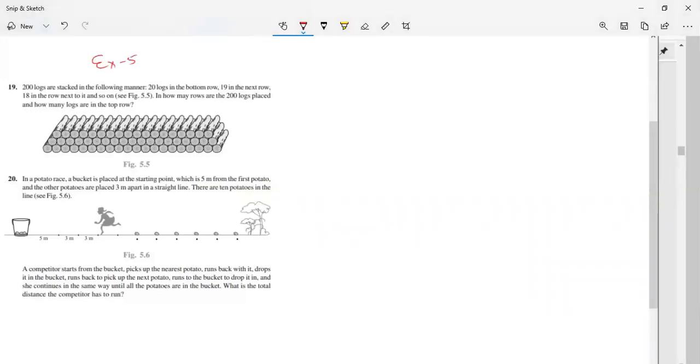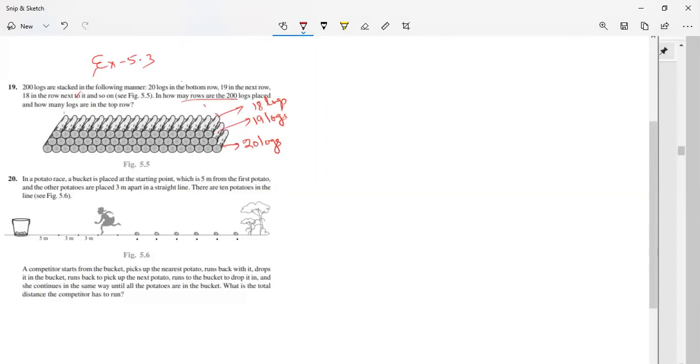Exercise 5.3. Question number 19. 20 logs are stacked in the following manner. 20 logs are placed in the bottom. Then the next row will have 19 logs. Then the next row will have 18 logs. Like this, it will go up. So how many rows are required to put 200 logs?